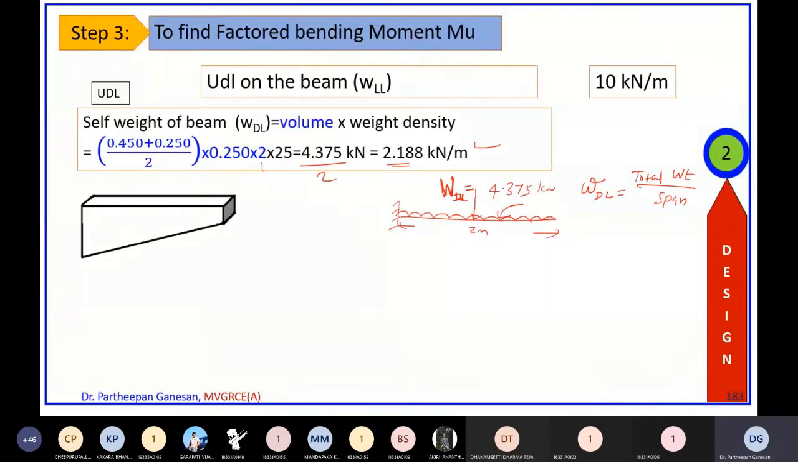Sir. Yes. Hello. Yes, sir. Sir, please explain self weight once more.